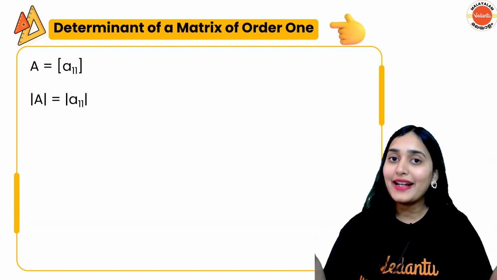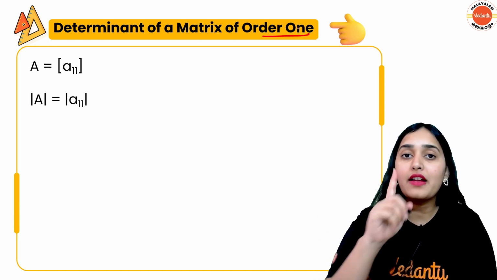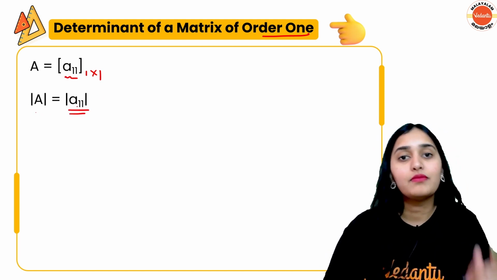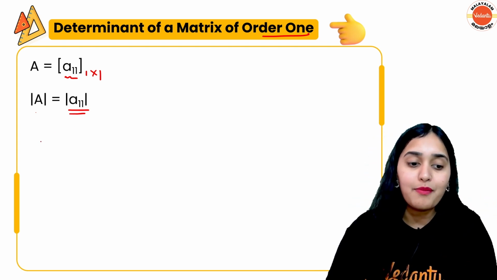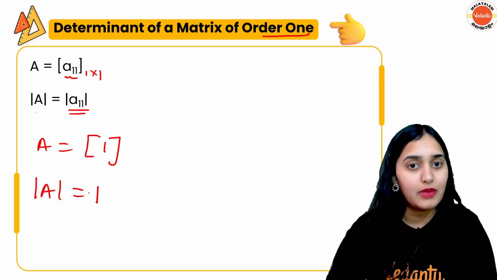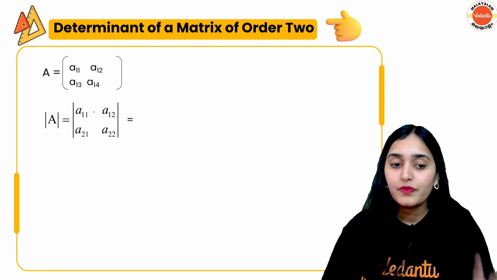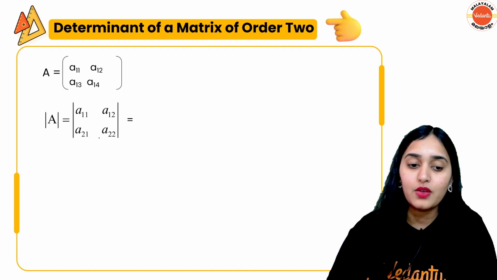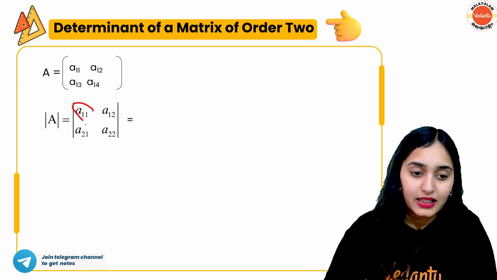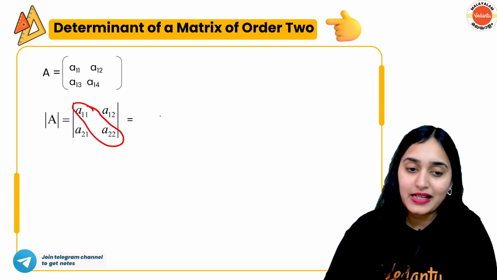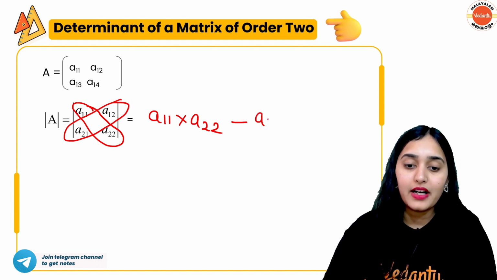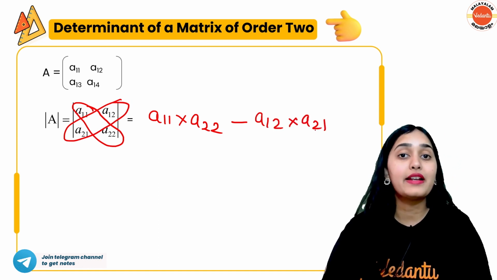Now how do you find determinant? If your matrix is of order 1, meaning 1 × 1, it will have only one element, so determinant will be that one element itself. For example, if your matrix is a 1 × 1 matrix having element 1, the determinant of that matrix will be 1. Now if your matrix is of order 2 and it is having the following elements, a11, a12, a21, a22, we simply take this diagonal, multiply it, so it will be a11 into a22 minus the other diagonal, a12 into a21. This is how you find out determinant.